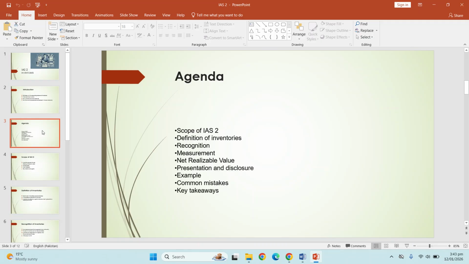Here's what we will cover today: the scope of IAS 2, the definition of inventories, its recognition, its measurement, and we'll talk about what NRV is, its presentation and disclosure, and I will talk about some examples and some common mistakes which most students make, and some key takeaways.